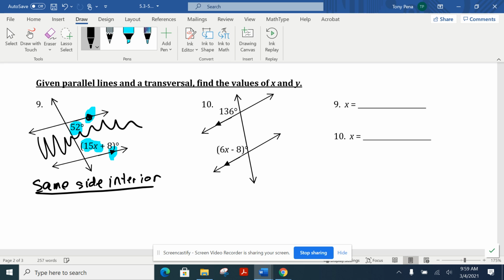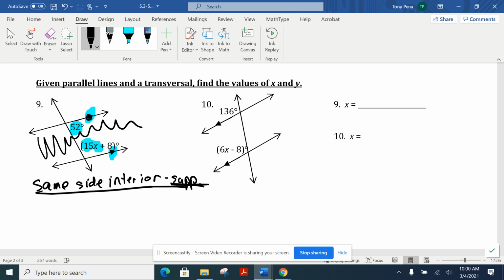There is no reason not tomorrow to know if those are congruent or supplementary. We have those written out in your packet, in your notes, in multiple places. So you can reference those real quick tomorrow to know, are we setting those equal to each other, or are we adding them up, setting them equal to 180? And what you should find, same side interior angles are supplementary.